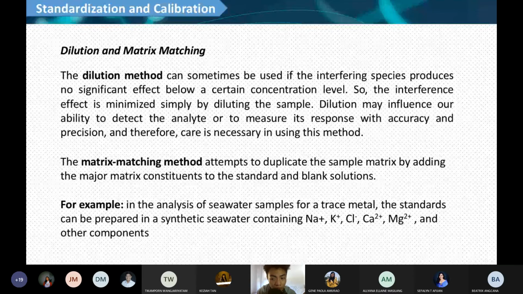M1 V1 equals M2 V2. You can use that to determine the original concentration of your analyte before you diluted your solution.